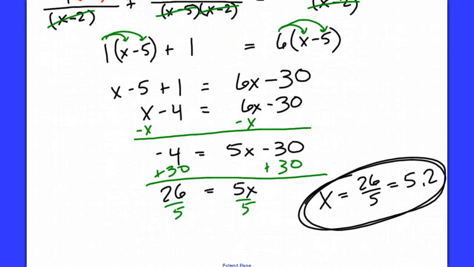We don't have any extraneous solutions here, so your answer is x is equal to 26/5, or 5.2, however you like to word it.